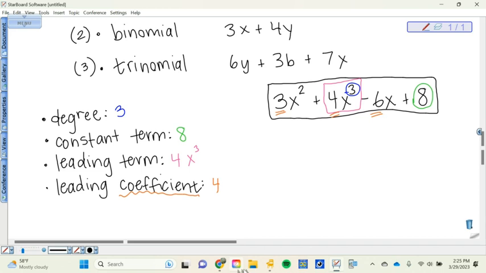You do a lot with this stuff in Algebra 2. Yeah, it's kind of fun. Actually, I like it.